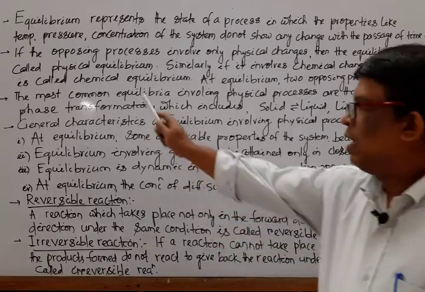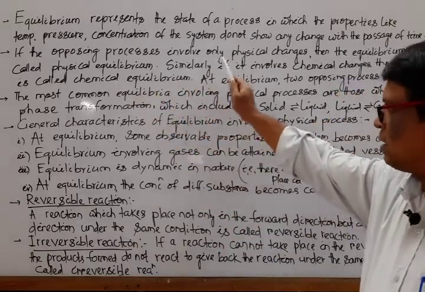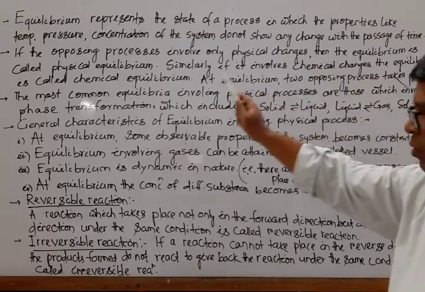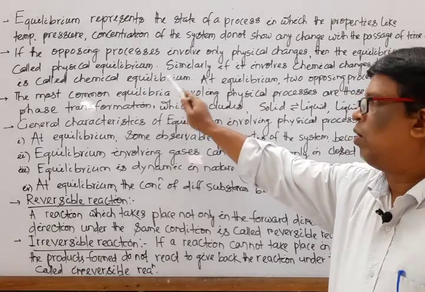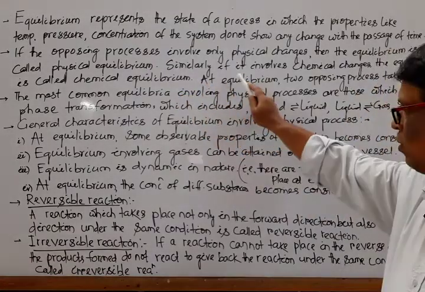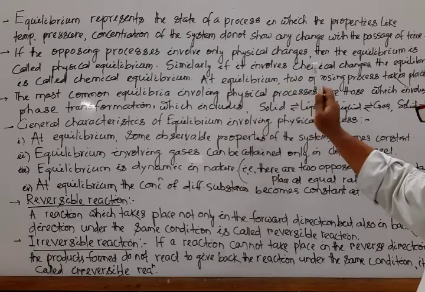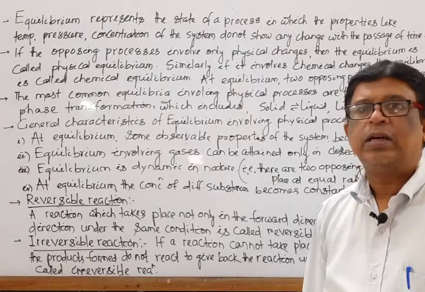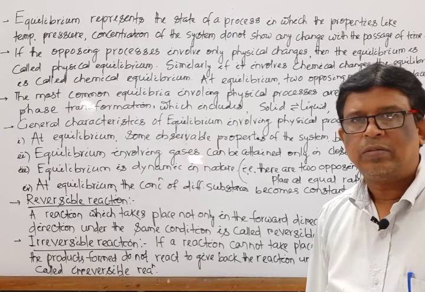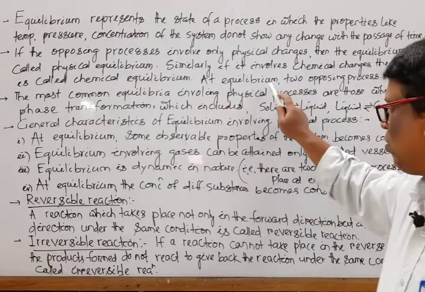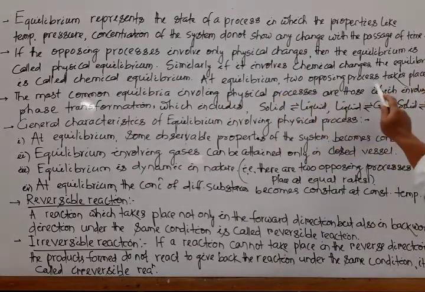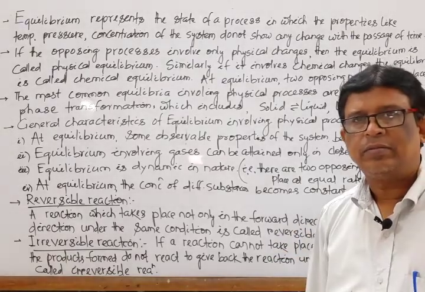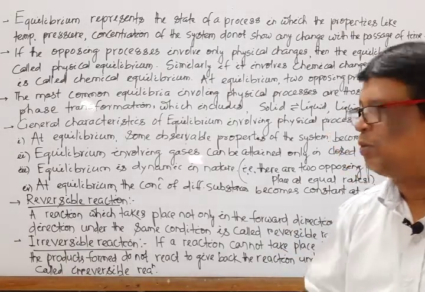Okay. Next, if the opposing processes involve only physical change, then the equilibrium is known as physical equilibrium. On the other hand, if the opposing processes involve chemical changes, then the equilibrium is known as chemical equilibrium. And the most important thing is that at equilibrium, the two opposing processes take place at equal rate. Okay, good. Move to next.